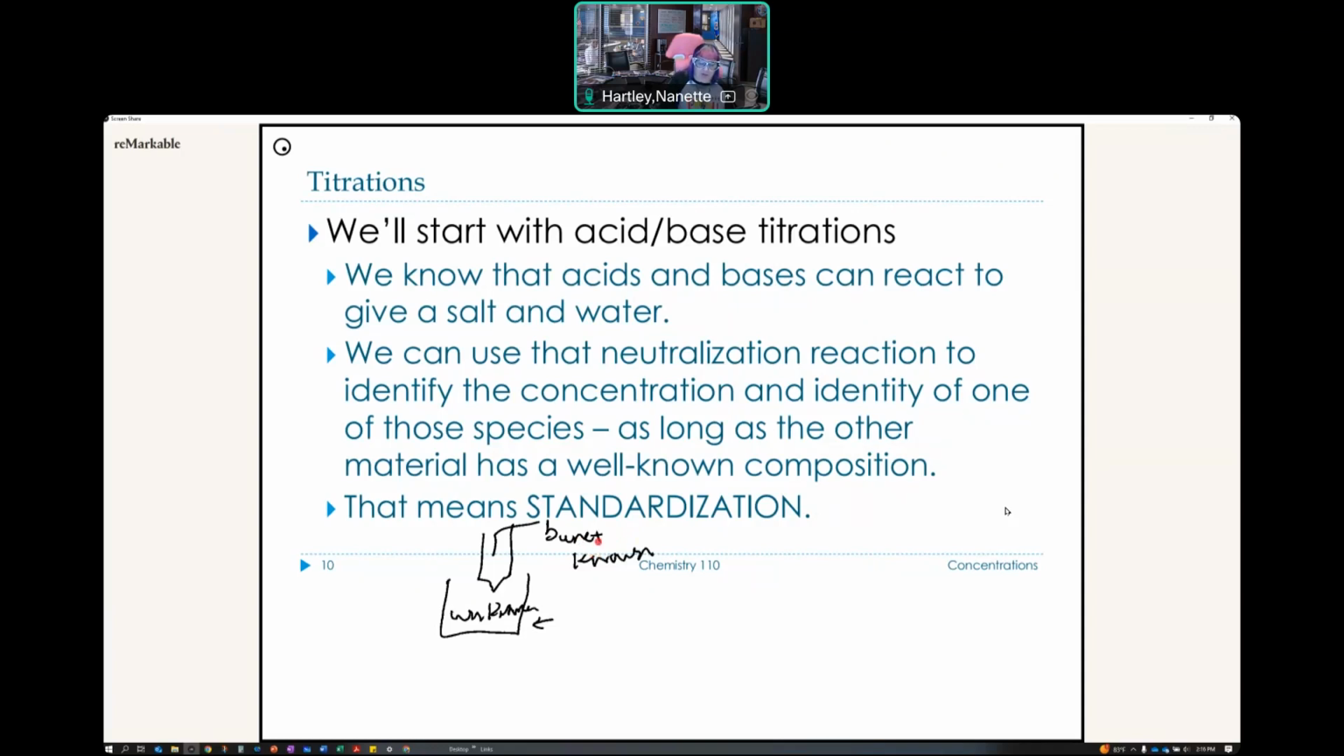But we may need to do some testing against this solution to know some stuff about it. And that process is called standardization. So we're going to talk about what it means to standardize, how we get to that process, and then how we use that standard to learn things about our own unknown. Okay?